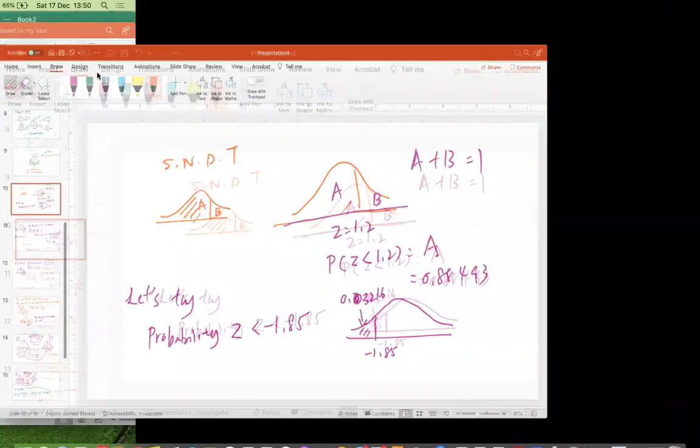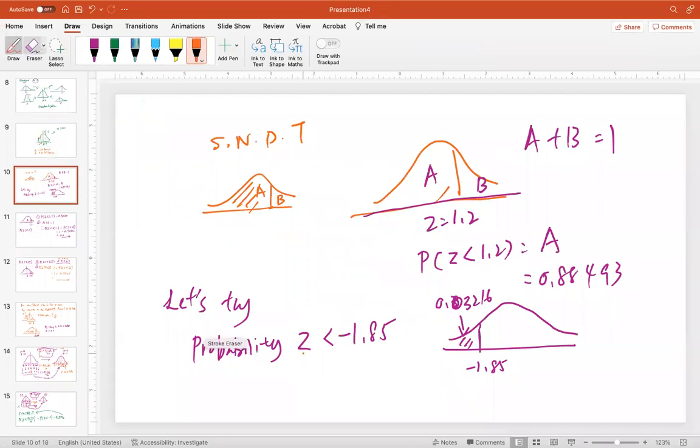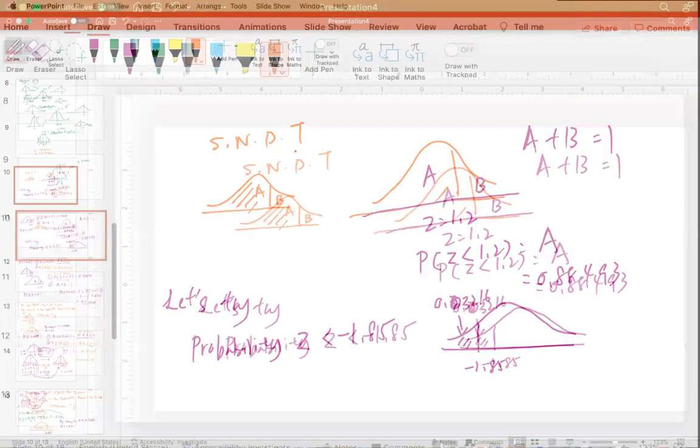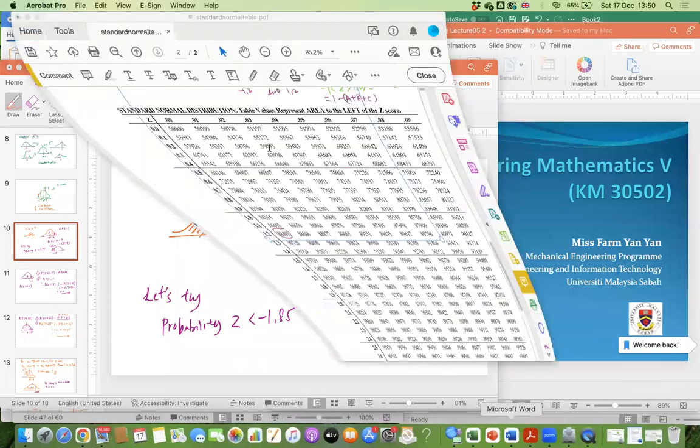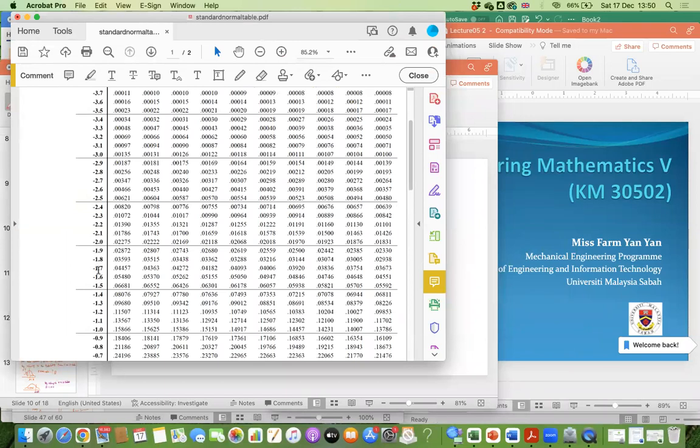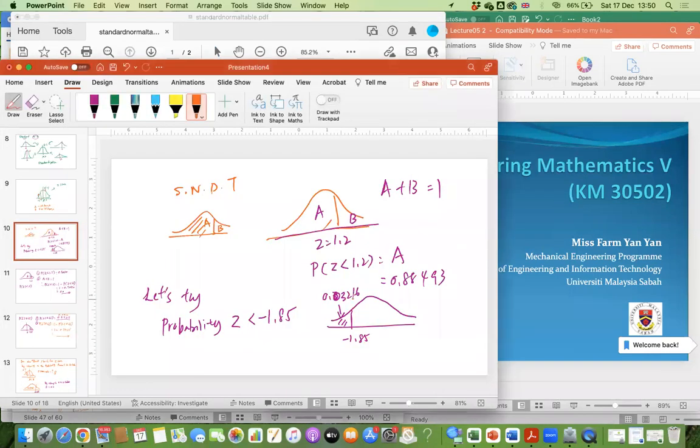Okay, is it okay? Let's try another one: what is the probability of Z smaller than negative 1.3? Again, we refer to the table, negative 1.8, then 0, 1, 2, 3, 4, 5. So you get 0.3216.